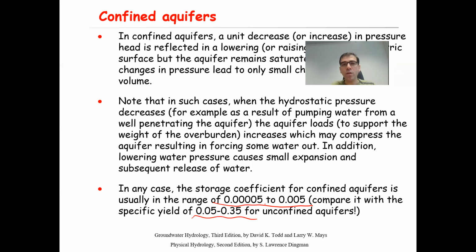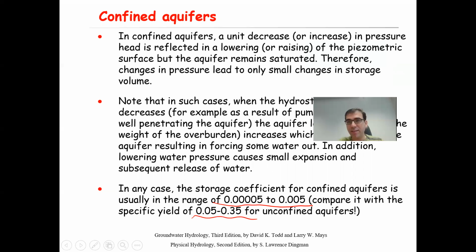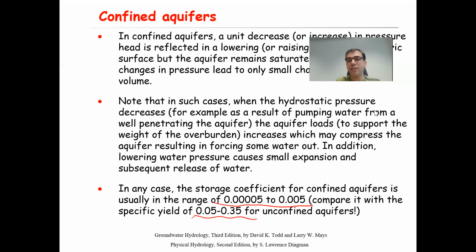You see it's significantly smaller. So basically the whole story is, since the aquifer remains saturated, the change in the water content is small, so you can produce very little water. We mentioned two possible mechanisms by which water comes out. One is that since you're pumping the water out, the aquifer load will increase, and that may compress the aquifer, which sends some water out. Also, lowering the water pressure may cause some expansion, and therefore release of water.